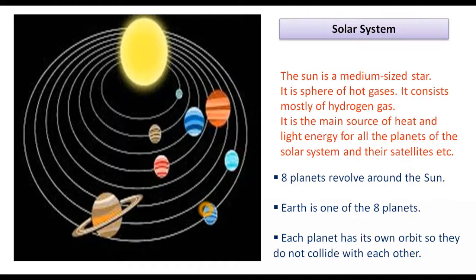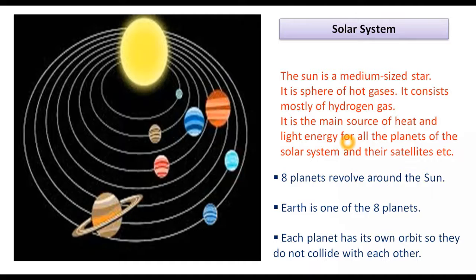It's mainly made of hydrogen gas, and because of the nuclear fusion reactions which we had discussed, where hydrogen is converted into helium, a lot of energy is released in the form of heat and light. It is this nuclear energy which makes the sun shine. So the sun is the main source of heat and light energy for all the planets of the solar system, including the Earth and their satellites.